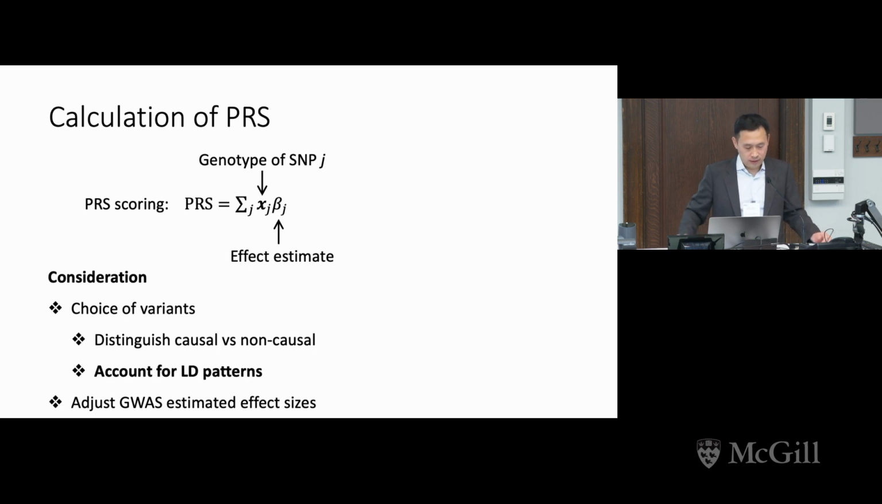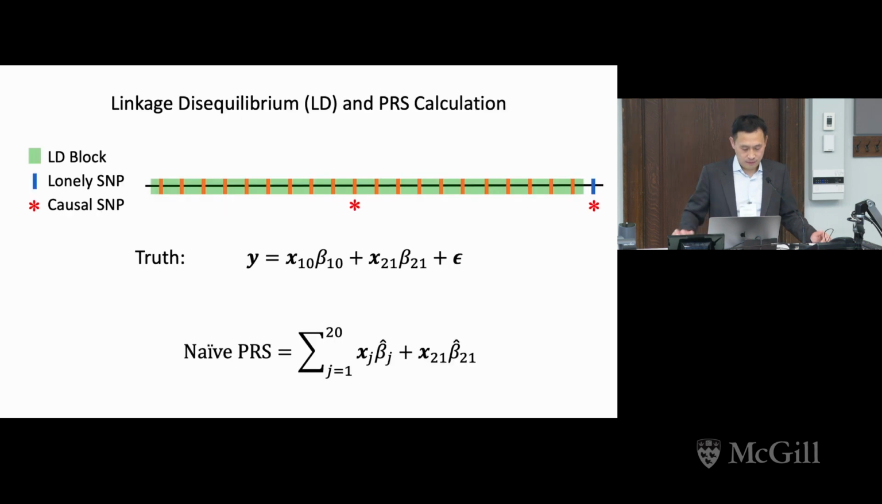And the second one is the LD pattern. So LD pattern is, let me show it here. The SNPs are linked, because during the meiosis steps. And let's say you have two causal SNPs, one causal SNP here, and the other causal SNP here. The correct way to calculate the PRS is to calculate the contribution from this causal SNP and from this causal SNP, and you put them together.